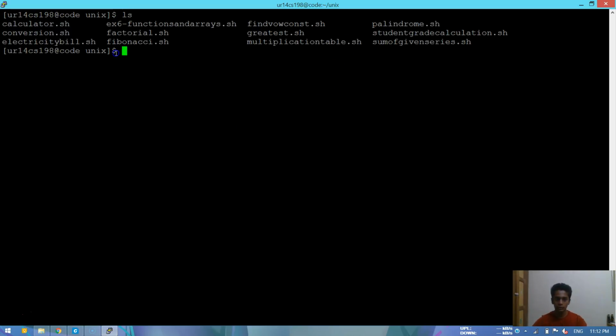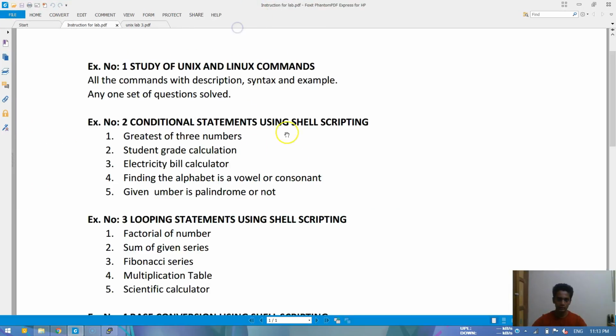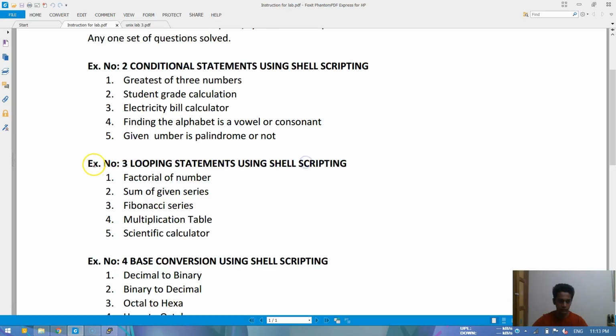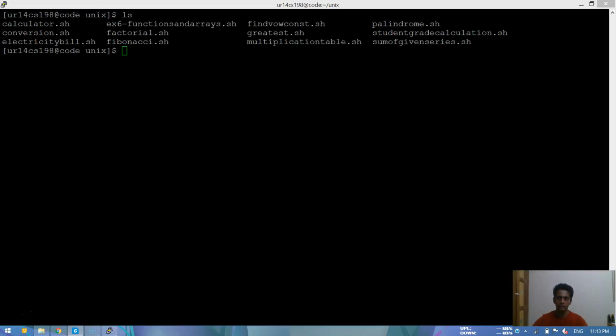Now we'll be moving on to the fourth experiment. This is the one, multiplication table. So we'll be doing the multiplication table. Okay, so actually I can show it to you. This is the one. Okay, so the third one, we are doing third one now. So experiment number 3, looping statement in shell scripting: factorial of a number, sum of given series, Fibonacci series, multiplication table, scientific calculator. So that's the thing which we're going to be doing.